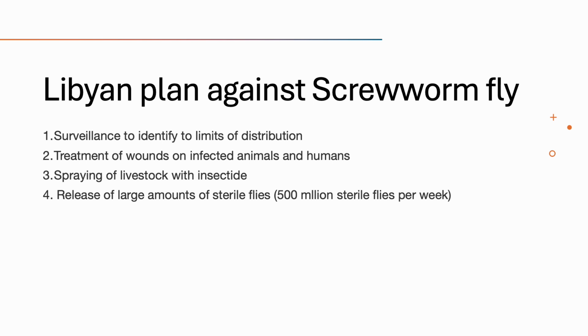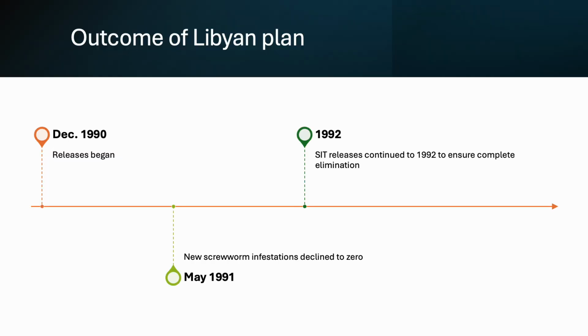SITs were employed because that is the methodology that was used in America, where without it, the screwworm flies would not have been able to be contained. The screwworm fly was bred extensively, and about 500 million sterile flies per week were produced. The releases began in December 1990, and by May 1991, no new screwworm fly infestation cases had been confirmed. Despite this, however, the SIT releases continued up until 1992 to ensure complete elimination.